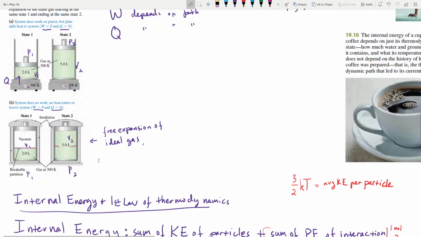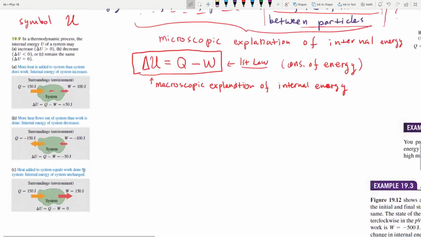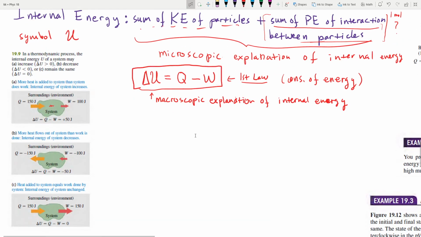Coming back to our picture right here, that could possibly be what's happening here. Maybe some heat comes in and it's exactly equal to the amount of work that comes out. Something tells me that that might be impossible, but nonetheless, that would be a system in which the internal energy would stay constant. Okay? All right. Do y'all have any questions?